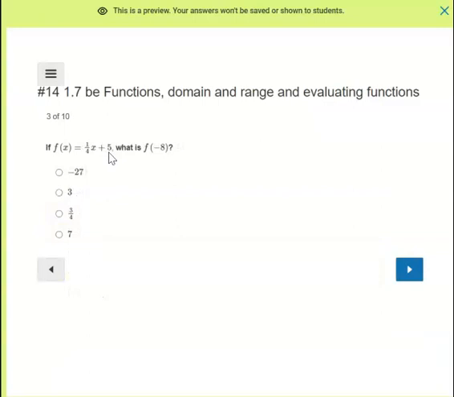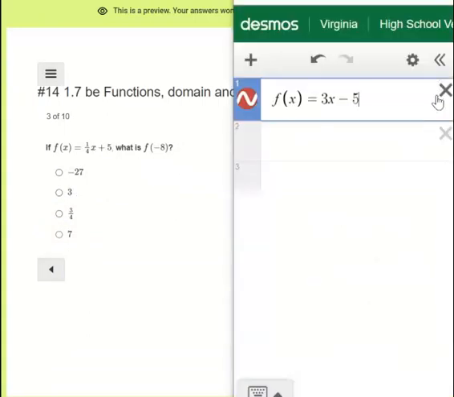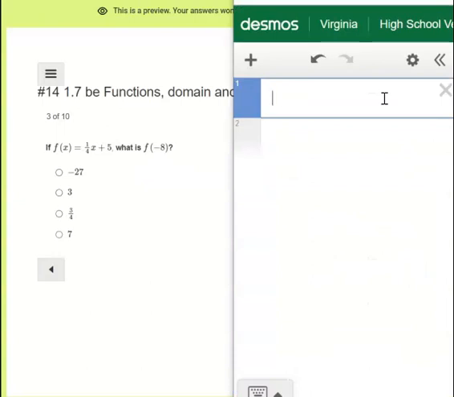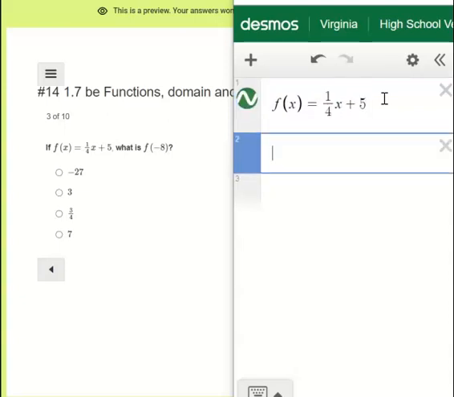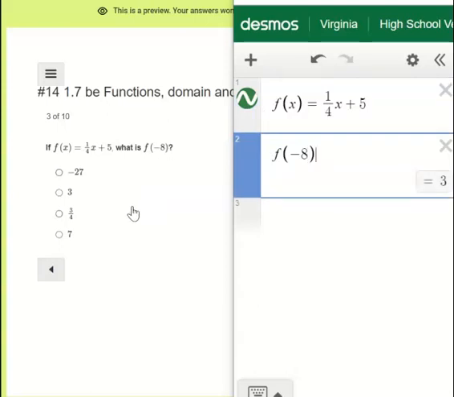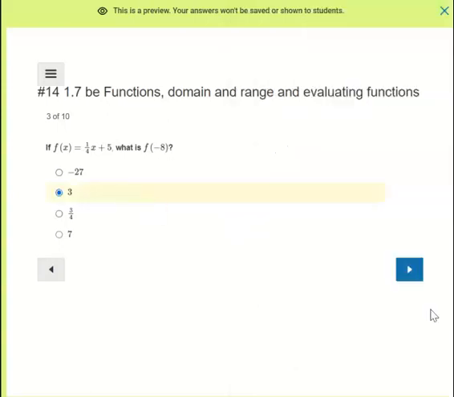Same thing here. You have f of x equals this function. Find f of negative 8. I'm just going to do that here in Desmos. So f of x equals 1/4 x plus 5. And then what is f of negative 8? This is exactly how I would want you to do this in Desmos.